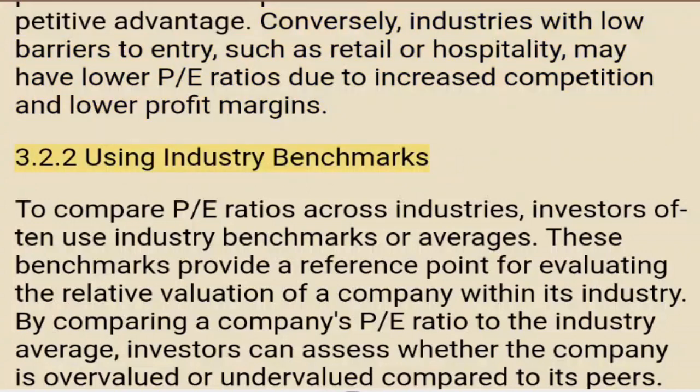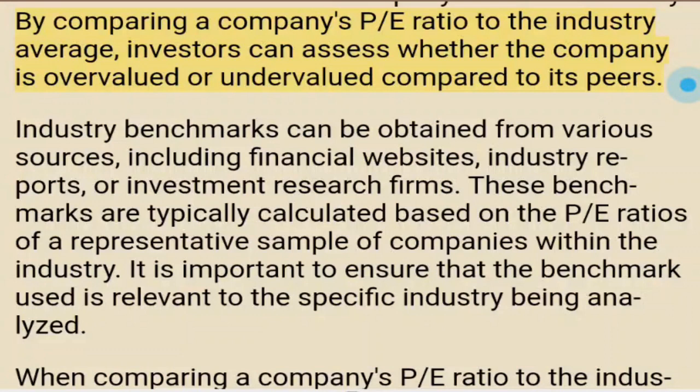3.2.2 Using industry benchmarks. To compare P/E ratios across industries, investors often use industry benchmarks or averages. These benchmarks provide a reference point for evaluating the relative valuation of a company within its industry. By comparing a company's P/E ratio to the industry average, investors can assess whether the company is overvalued or undervalued compared to its peers. Industry benchmarks can be obtained from various sources, including financial websites, industry reports, or investment research firms. These benchmarks are typically calculated based on the P/E ratios of a representative sample of companies within the industry. It is important to ensure that the benchmark used is relevant to the specific industry being analyzed.